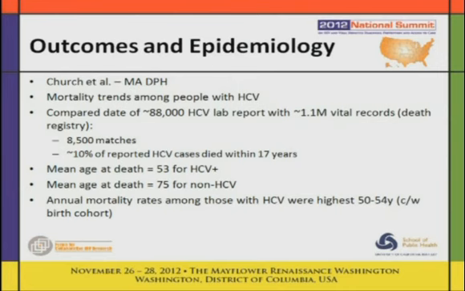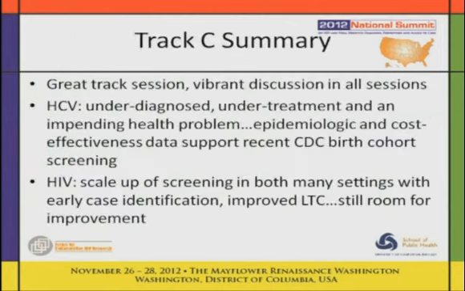The mean age of death was striking. It was 53 years, all-cause mortality, for those who were Hep C positive, and 75 years for those who were Hep C negative. The annual mortality rates among those with Hep C were highest among those aged 50 to 54, again consistent with people dying who were within that birth cohort.